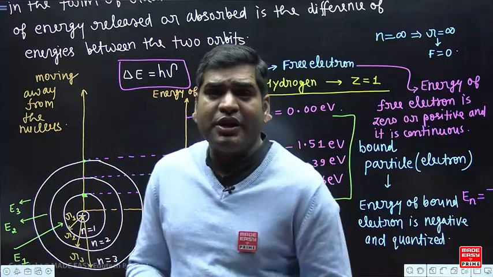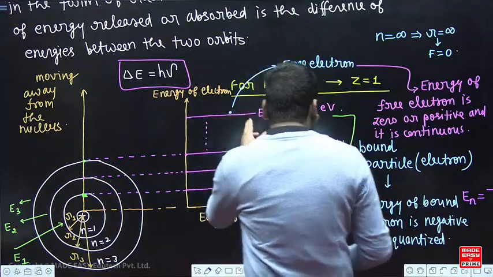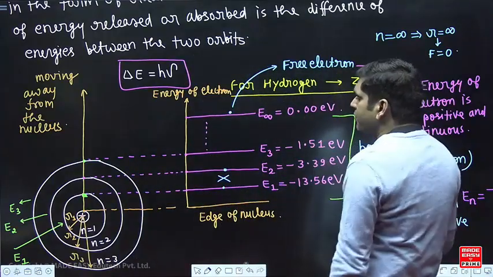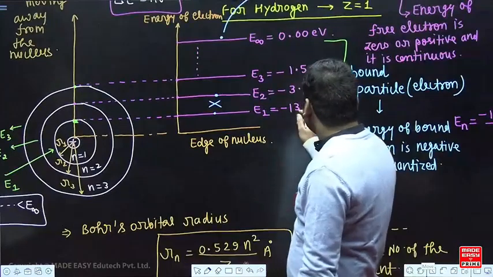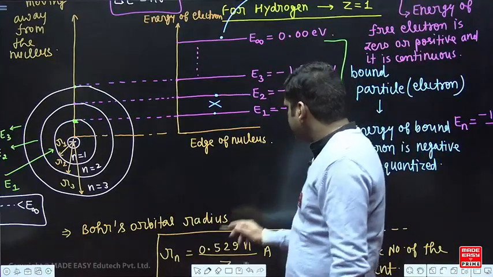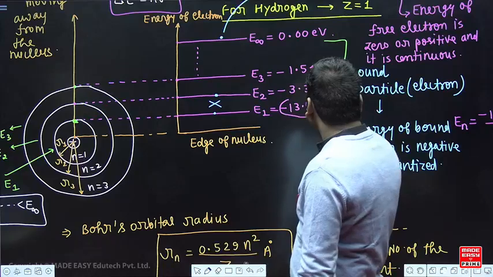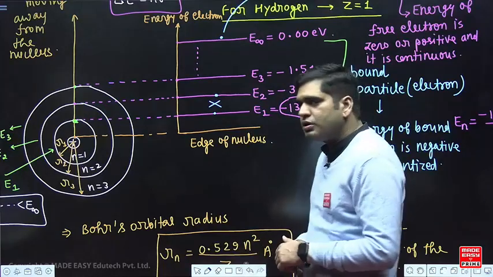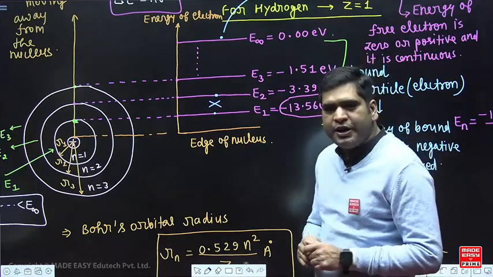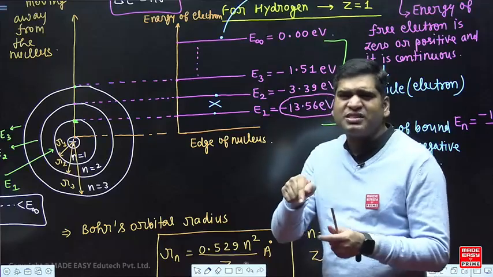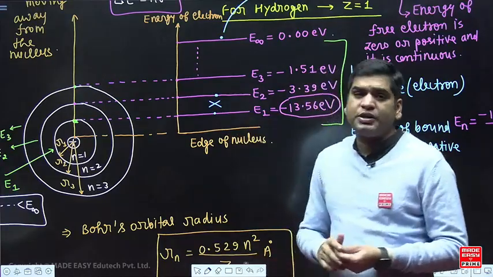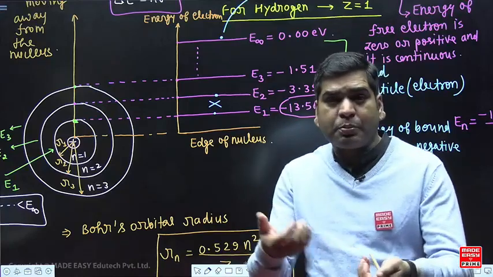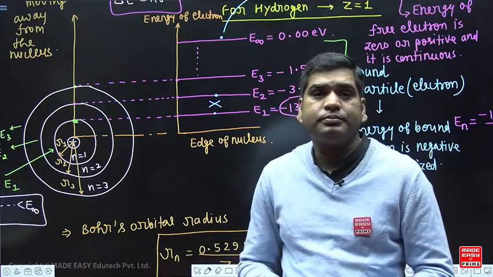Which electron can we make easily free? In order to make an electron free, its energy should be 0. Minimum energy should be 0. Suppose I want to make this electron free. Its energy is minus 13.56. If you want to make this free, you have to supply plus 13.56. It means a very large amount of energy is required to make this electron free from its orbit.